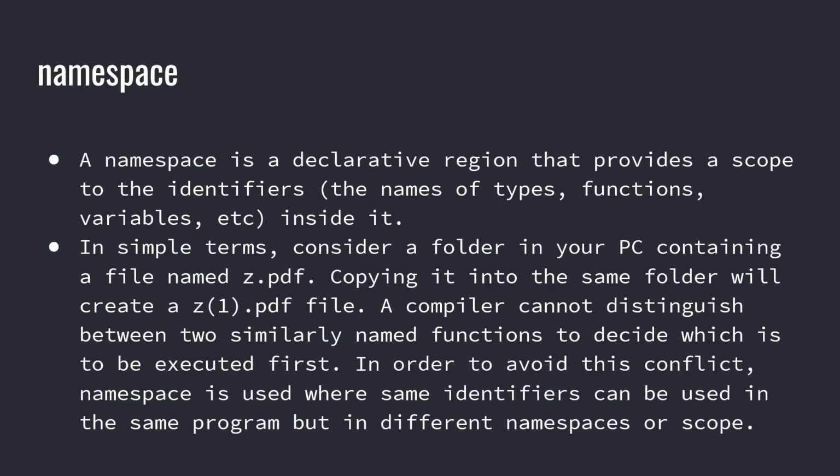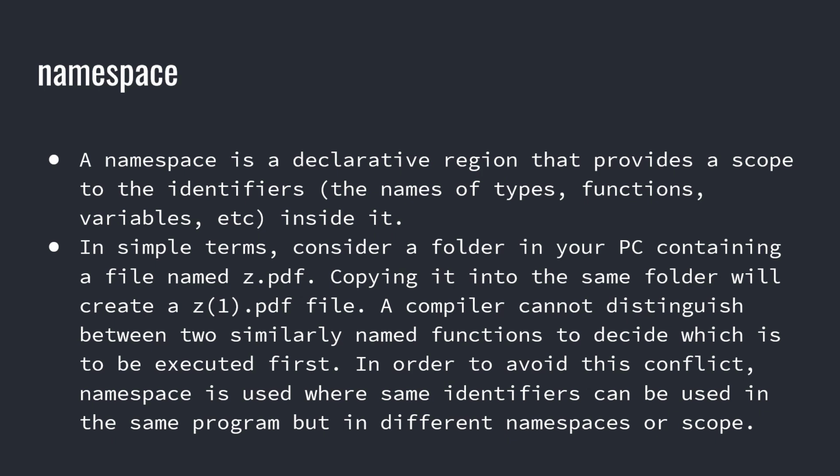Next, namespace. A namespace is a declarative region that provides a scope to the identifiers, or the names of types, functions, variables, etc. inside it. In simple terms, consider a folder in your PC containing a file named z.pdf. Copying it into the same folder will create a z1.pdf file.